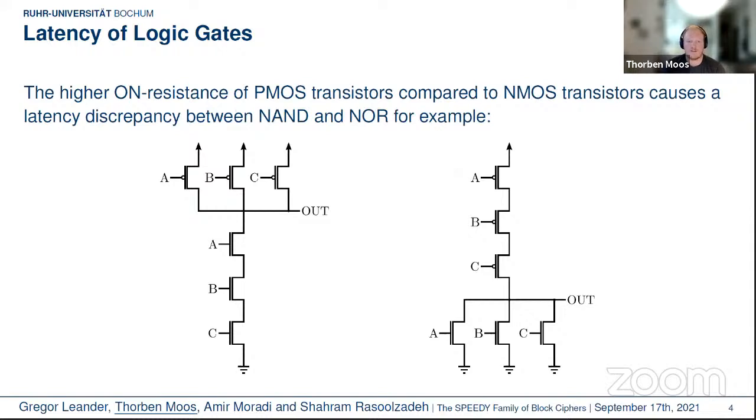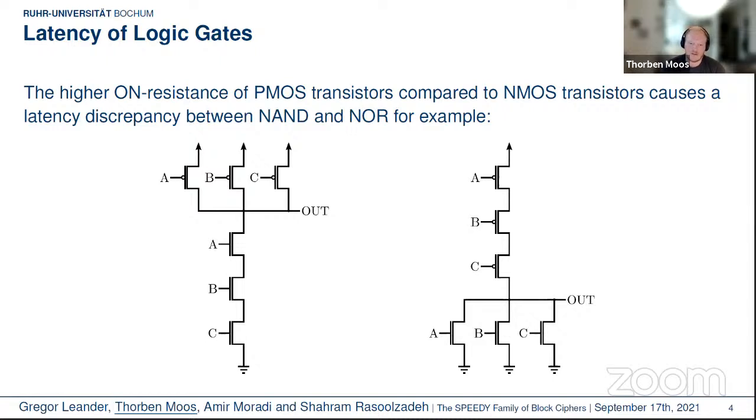Then there is a second physical observation, namely that the on resistance of PMOS transistors is higher than the on resistance of NMOS transistors of the same size, because the mobility of holes as majority carriers is lower than the mobility of electrons. So a switched on PMOS transistor conducts less current than a switched on NMOS transistor. And this is even amplified if you connect PMOS transistors in series. All the logic gates that require PMOS transistors to be stacked suffer from this effect and have a lower latency.